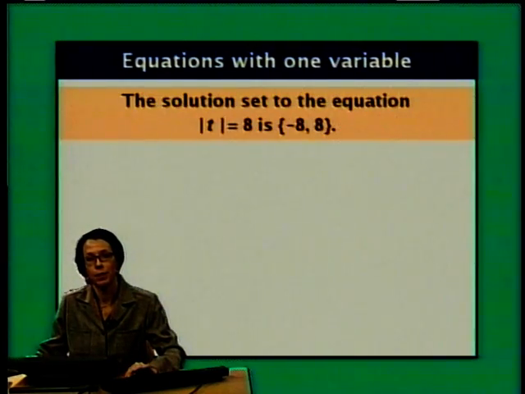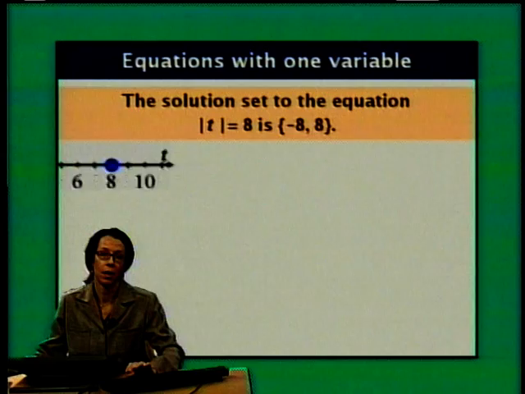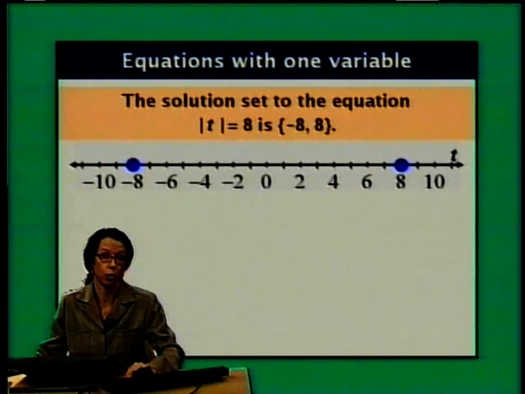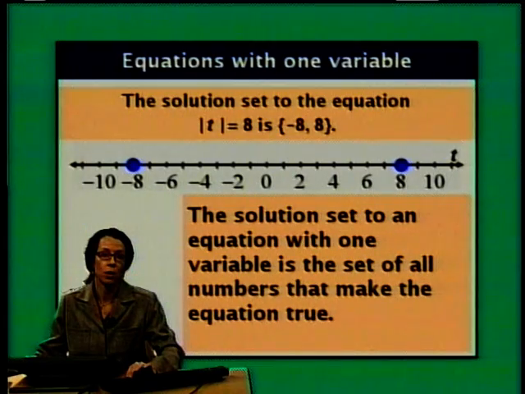Now here's another example of an equation with one variable. This is not linear. The absolute value of t equals 8, but we know what the solution set is. Both negative 8 and positive 8 make this equation true. Again, we can plot the solutions to this equation. Here I'm using a t number line, and I've plotted the point negative 8 and positive 8. So the solution set to an equation with one variable is the set of all numbers that make the equation true.